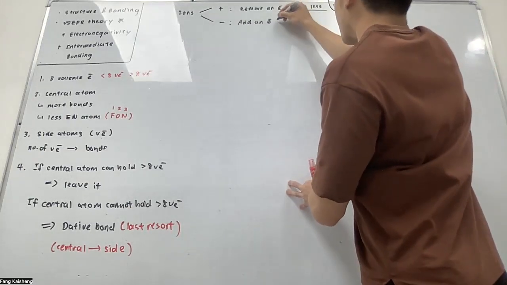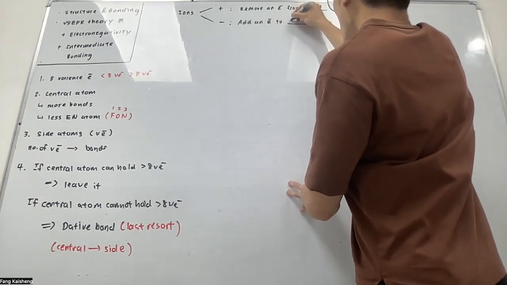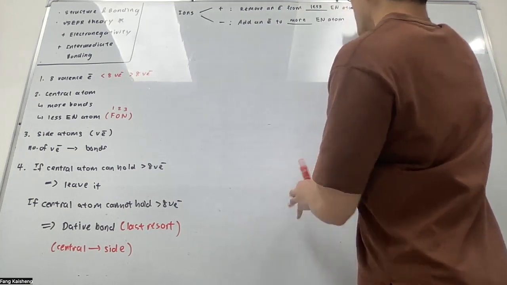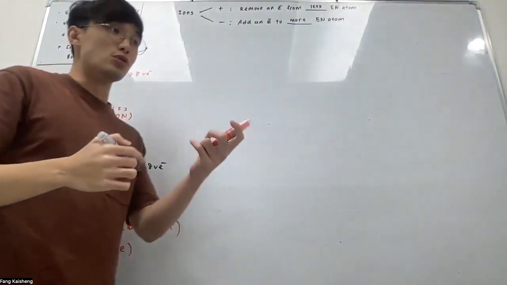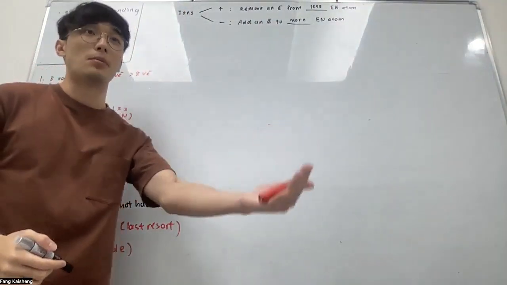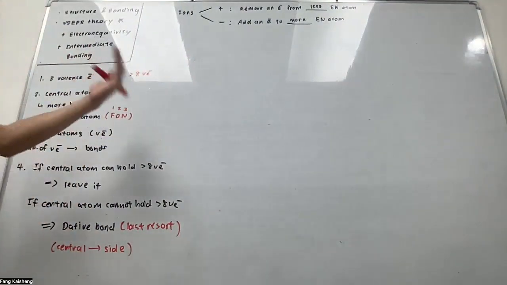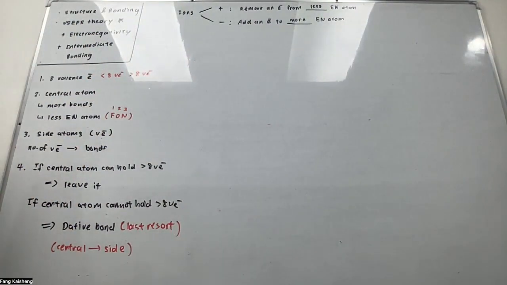But when you add an electron, you add to the more electronegative atom. So the idea is that a strong person versus a weak person, if you give an electron out, the strong person will probably take it first. So you give it to the more electronegative. We'll look at a few examples today, and then we'll just move on to the other concepts.